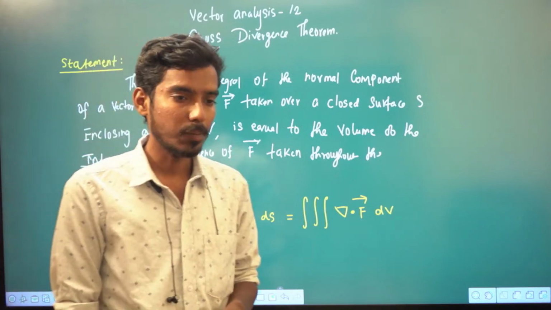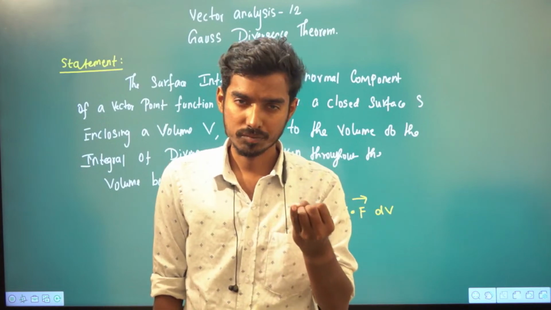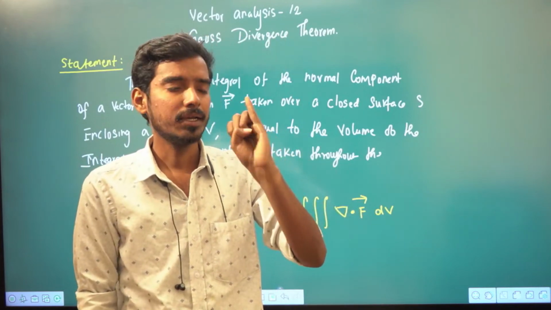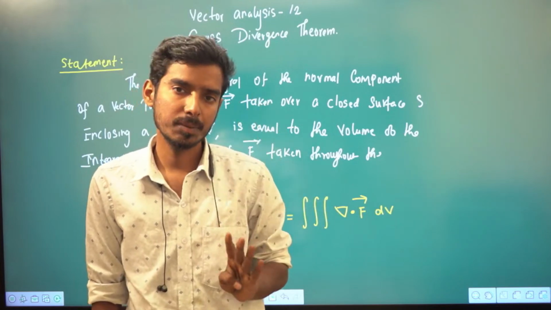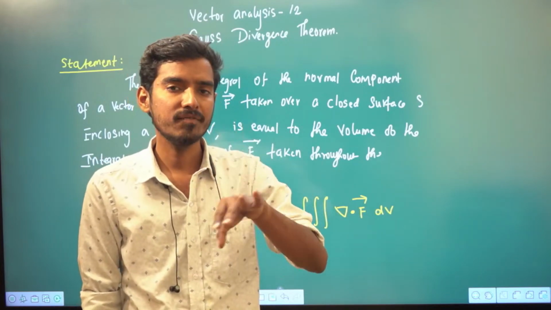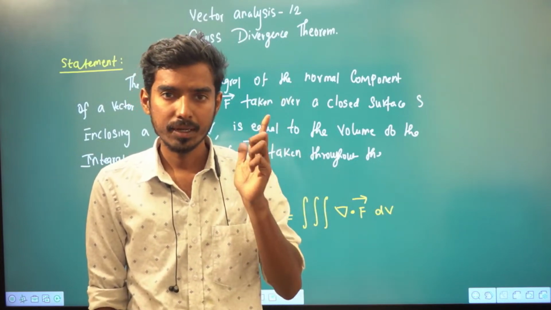Usually from an exam point of view, you will have only four surfaces. One is cube and cuboid. Second is cylinder. Third is sphere. Fourth is hemisphere. So they will play only with these four shapes: cube and cuboid, cylinder, sphere, hemisphere.